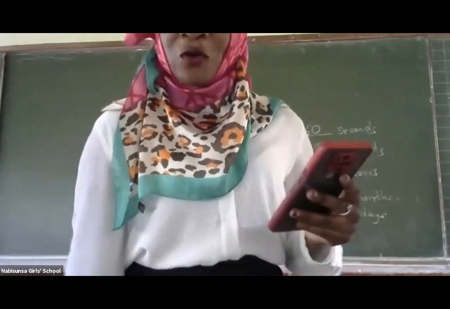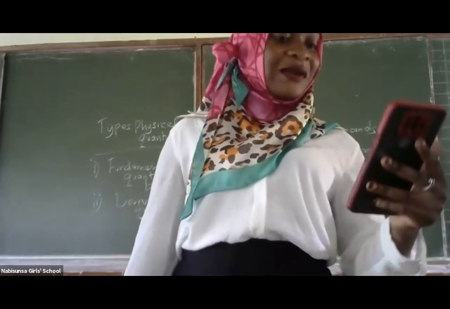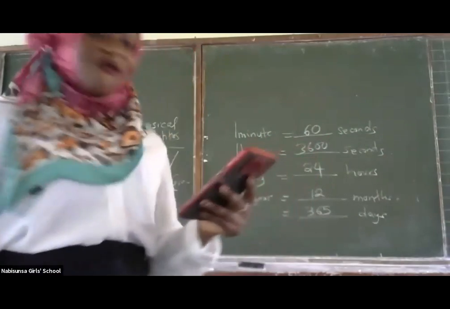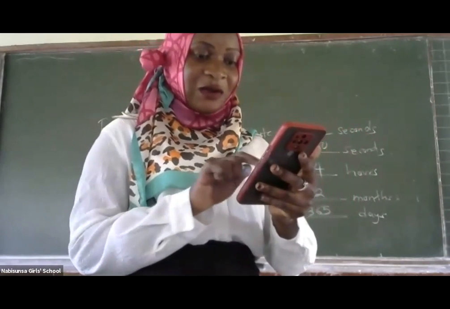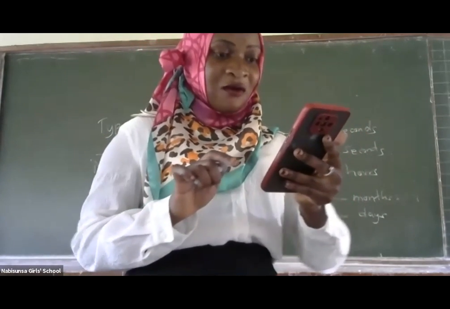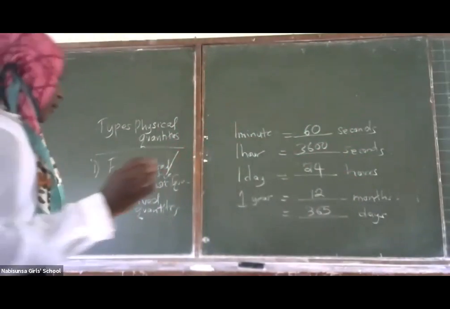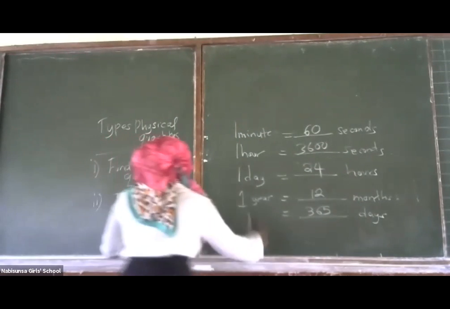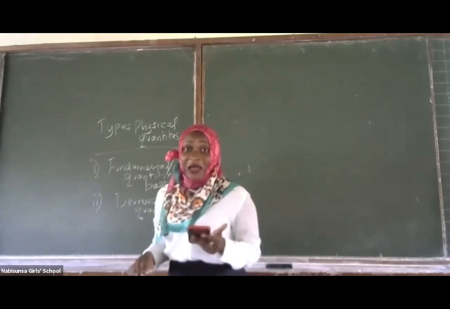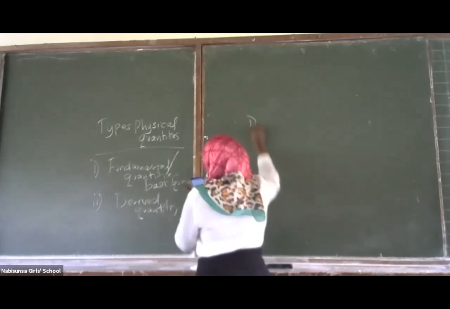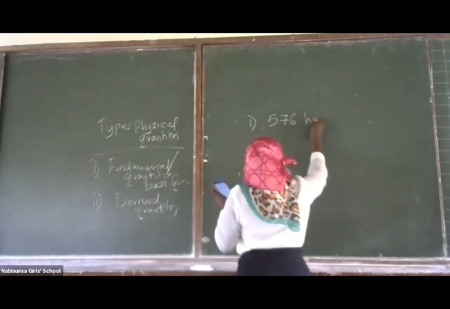Convert the following into the SI unit. Convert the following to the SI unit. Question 1. Let me write it on the blackboard. We are converting to the SI unit of time. So question 1, 176 hours.